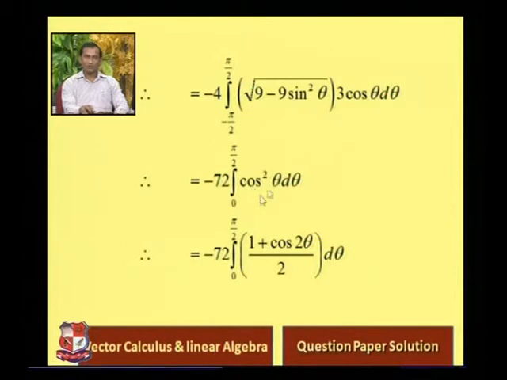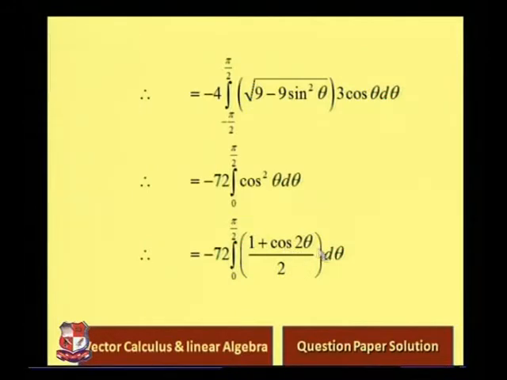Now cos square, we know the trigonometric formula of cos square theta is 1 plus cos 2 theta divided by 2. So cos square theta equals this trigonometric form. Now integrate with respect to theta of this expression.